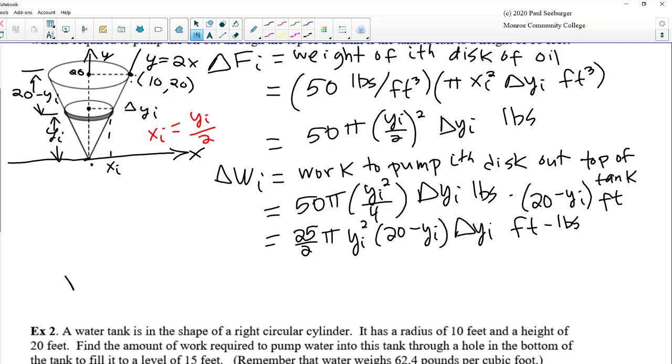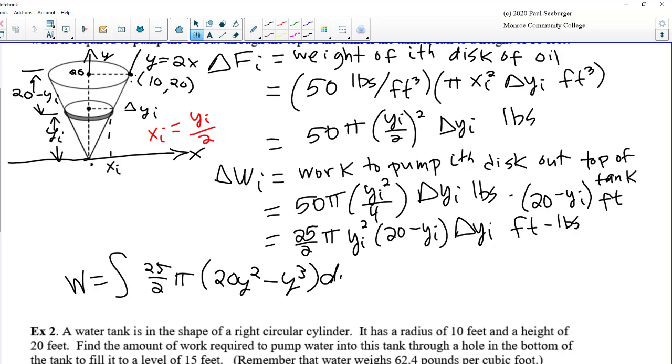Okay, from that we can then write our integral. I guess if I'd left space, I could have put my constant out front, but I didn't do that. We've got y sub i, so we could actually multiply that in. We're going to get 20y squared minus y cubed dy.